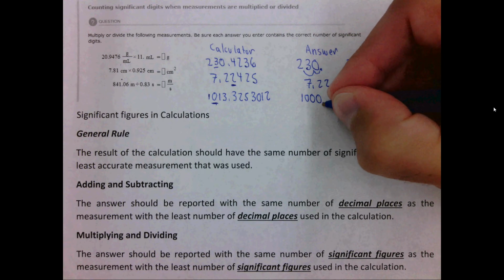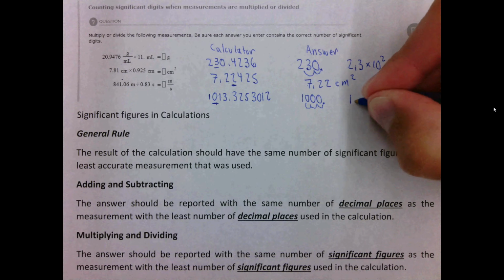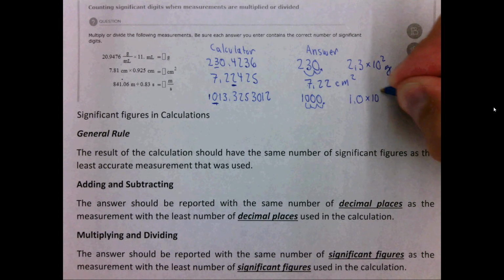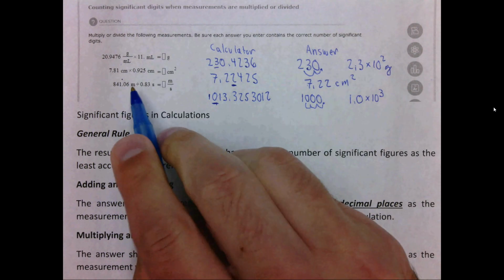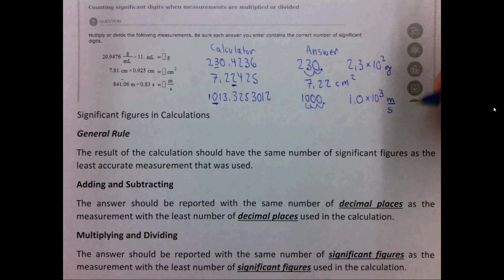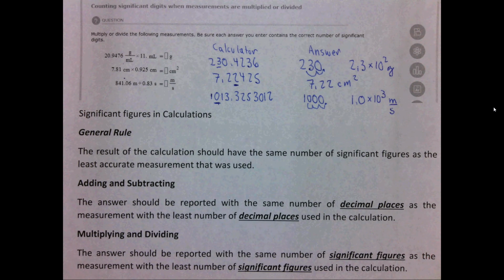So decimal points here, so we have to move it 1, 2, 3 times. So we can write this as 1.0, two significant figures, times 10 to the 3. We had meters divided by seconds. So our units is meters over seconds or meters per second. So this is how we can do significant figures for multiplying and dividing.